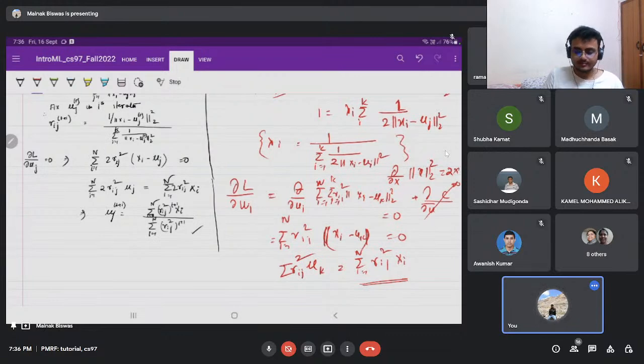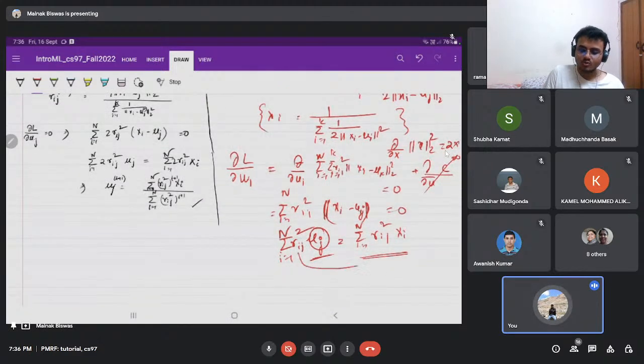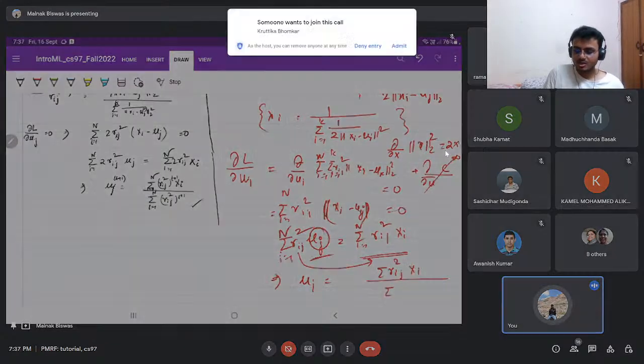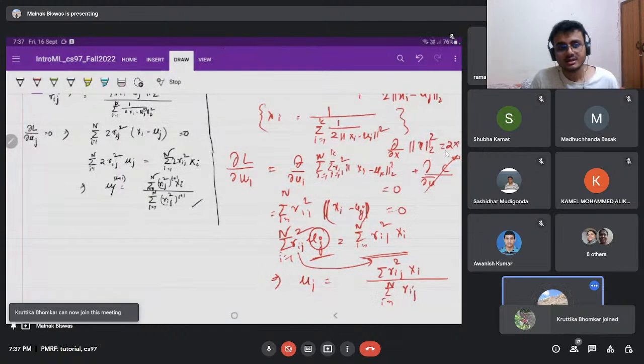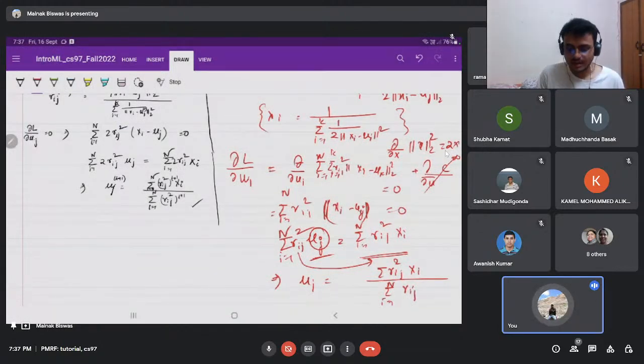So this is what I'm writing. Now what can I do? This is a summation over i equal to 1 to n, and this is also i equal to 1 to n. You can clearly see that it is not mu k, mu j to be precise, so you can clearly see that it is independent of mu j. So you can sum this over and put it to the right. So mu j will become the summation of Rij squared xi divided by the summation over Rij squared, i equal to 1 to n. That's it.